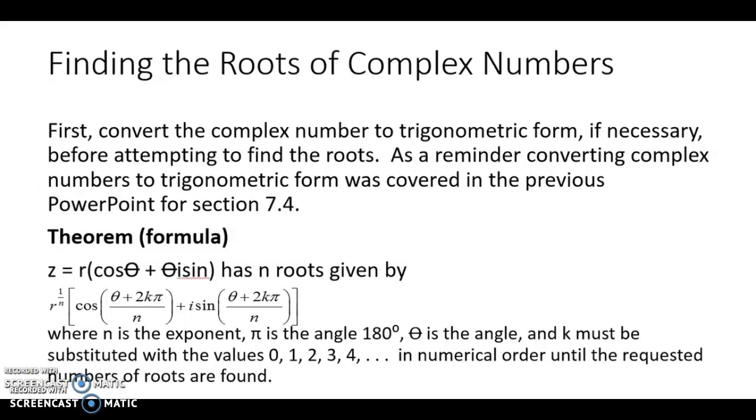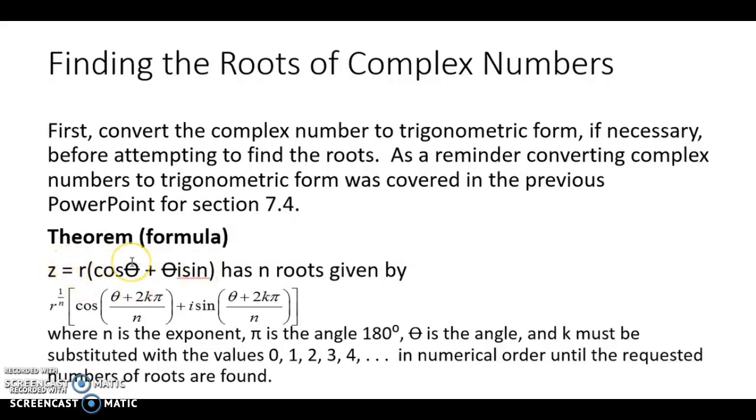Lastly, in this video lesson, looking at finding the roots of complex numbers. To find the root of complex numbers, your number will need to be in trigonometric form. It could be given to you in that form, or you could convert it from complex form to trigonometric form. Of course, we covered that conversion in the previous section, so please feel free to refer back to the notes and video lessons for that section, your textbook for that section, if you need to review that.